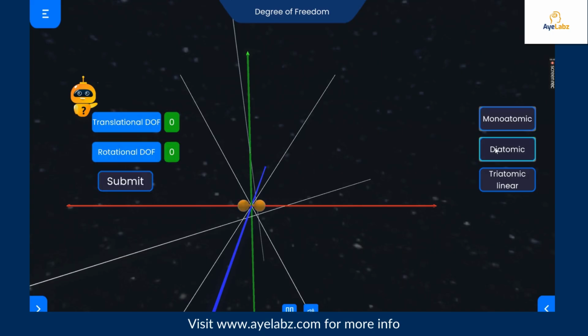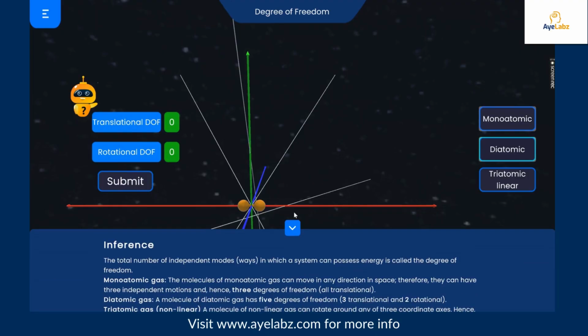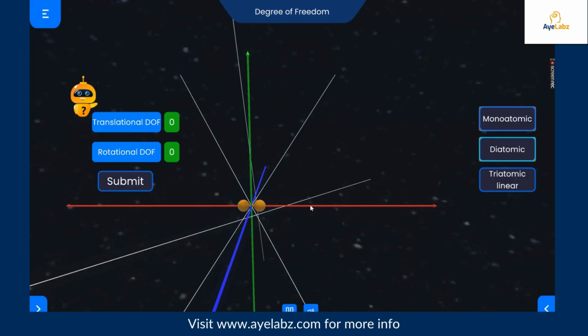Let me go to diatomic. Diatomic molecules like oxygen or nitrogen. Here the molecules consist of 2 atoms bonded together, as you can see here. These gases have more complexity than the monatomic. Like monatomic gases, diatomic molecules can move in all 3 directions, like this. For translational, x-axis, y-axis and z-axis as well.